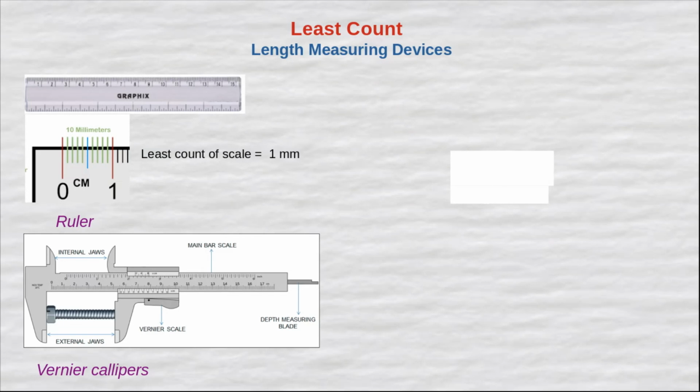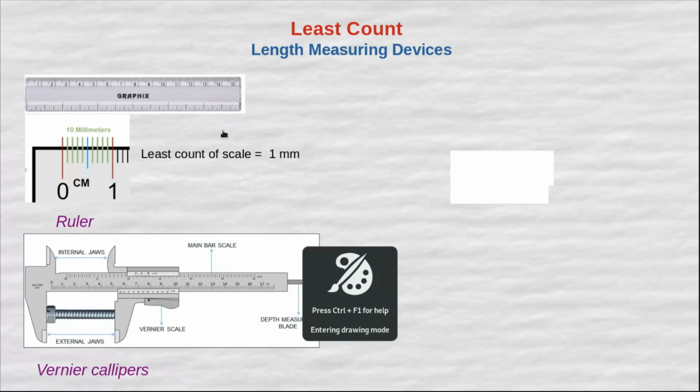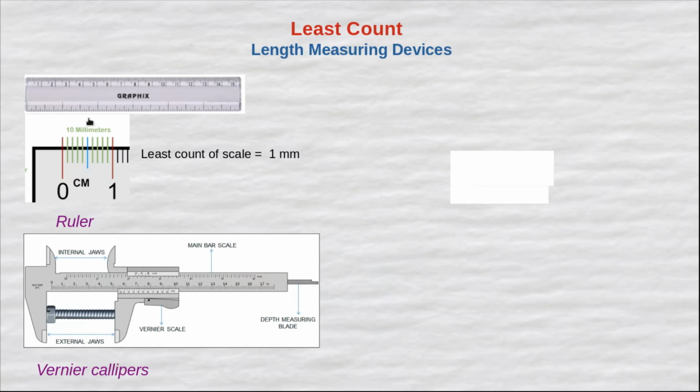Least count is the minimum accurate dimension which is measured through that measuring device. Just like if you take this ruler, what is the least count of this ruler? The least count of this ruler is 1 mm. Why? Because this 1 mm is the minimum accurate dimension that can be measured through this ruler.